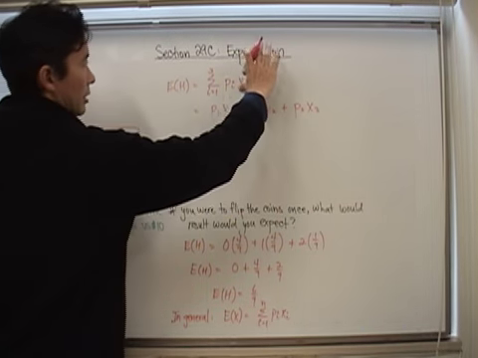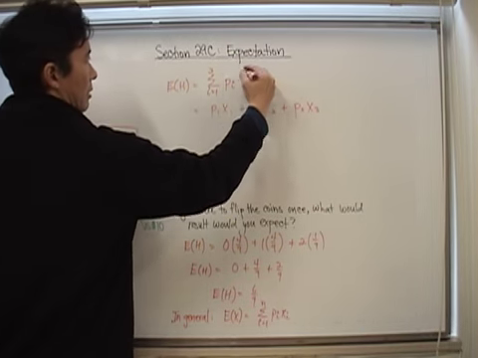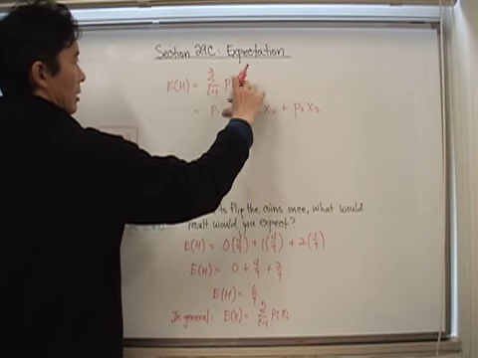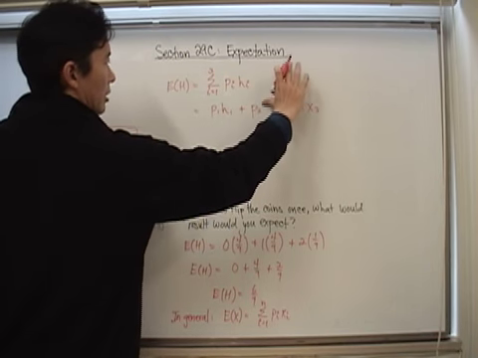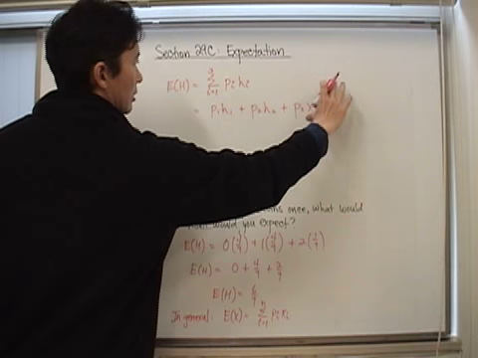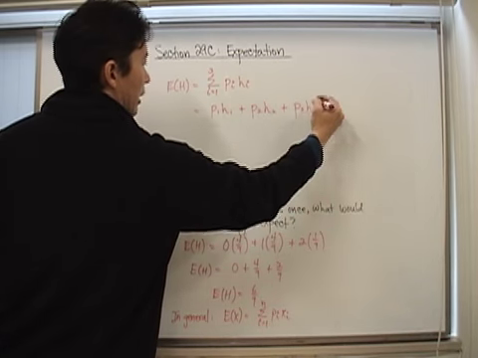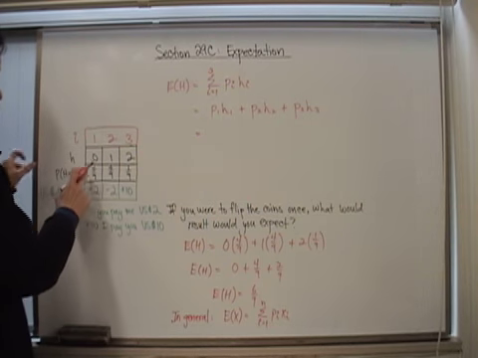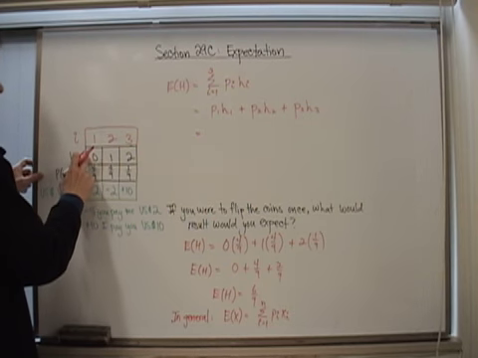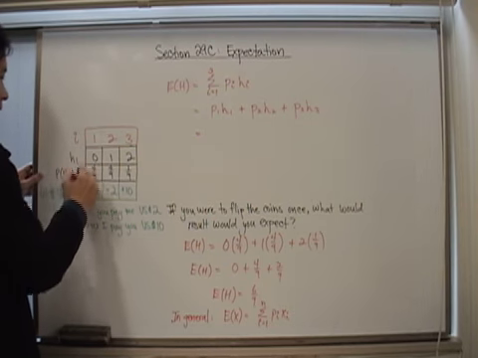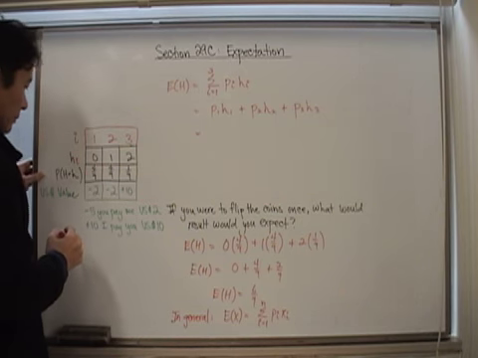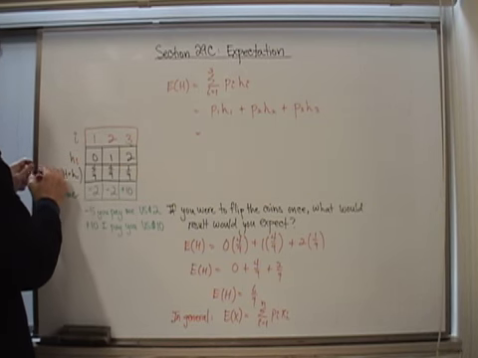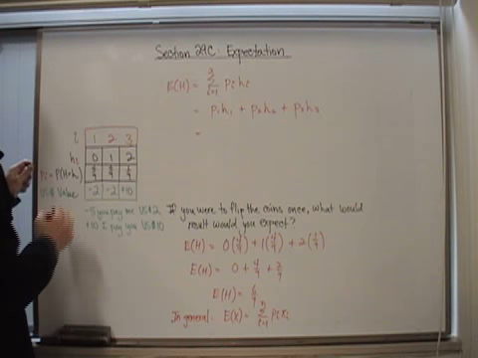Oh, sorry, h. I need to use h. Okay? So what I do then is I take the probability, times the actual value that it is. Here's h sub i. And this is the probability sub i.